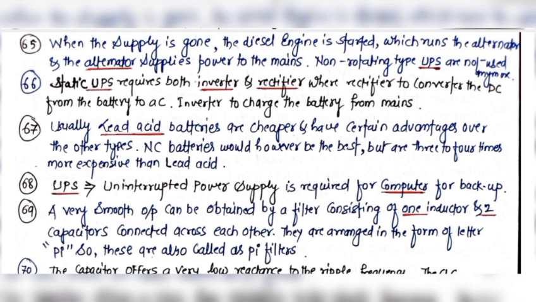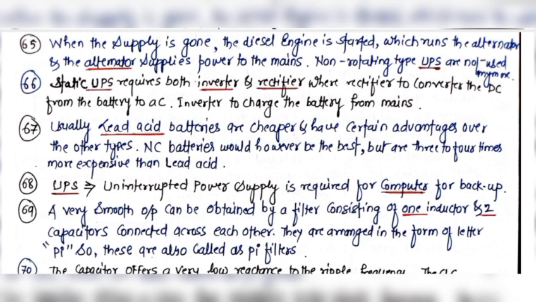When the supply is gone, the diesel engine is started, which runs the alternator, and the alternator supplies the power to the mains. Non-rotating type UPS are not used anymore. Static UPS requires both an inverter and a rectifier, where the inverter converts the DC from the battery to AC, and the rectifier charges the battery from the mains.